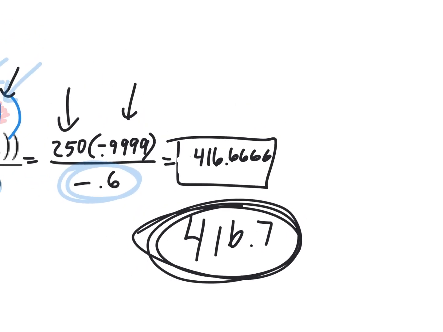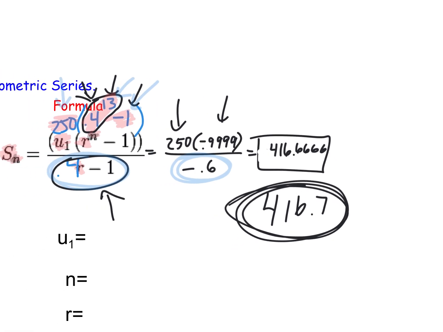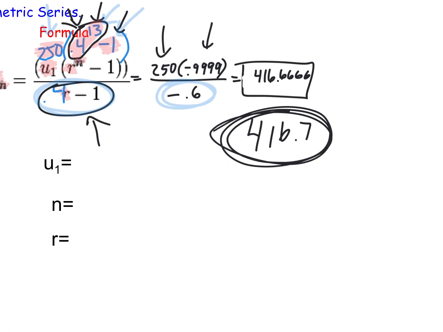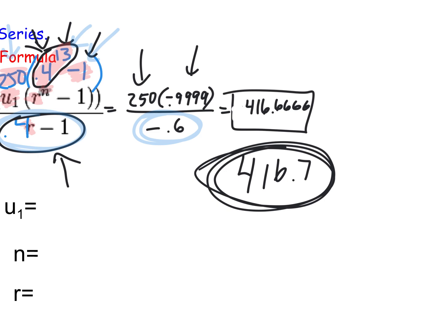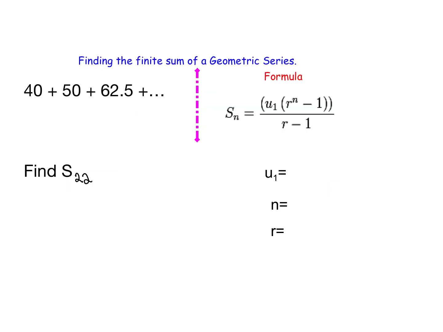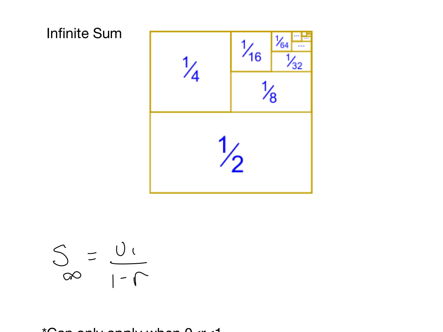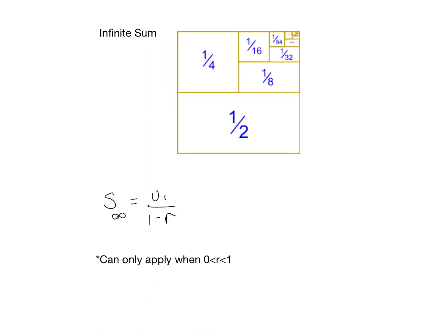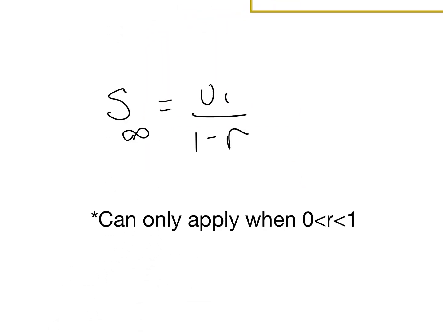Okay, so we got 416.7 on that one. That was our final answer of what they all add up to. You can be a ninja with using formulas for this lesson. This is the part where I'd like to just get to your homework. Oh, wait, one more thing. Infinite sums, my bad. It's on your sheet.